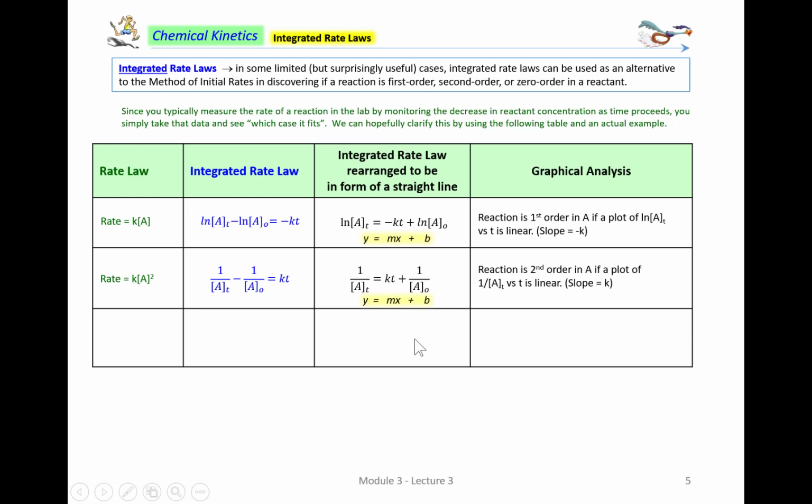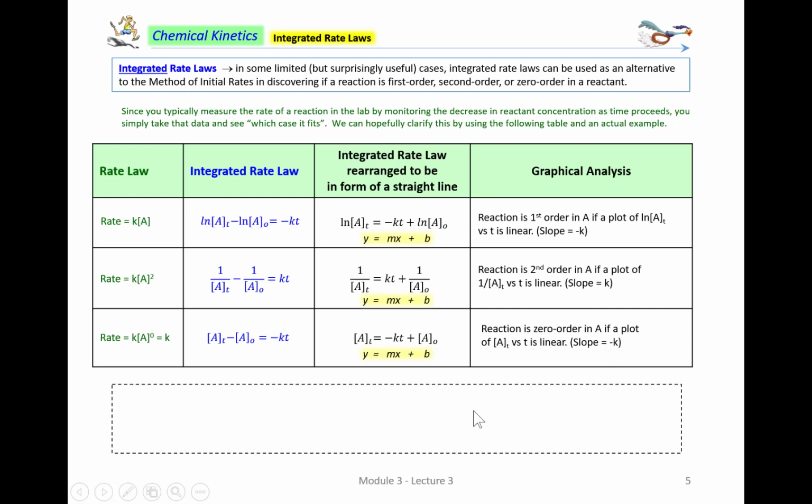If the reaction was zero order in A, the integrated rate law is this. The rearranged rate law in the form of a straight line would look like this. And we'd say the reaction is zero order in A if a plot of the concentration of A versus time, y versus x, is linear, and the slope would be equal to minus the rate constant.